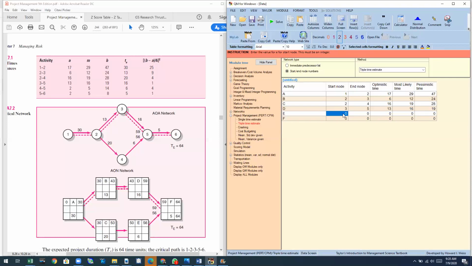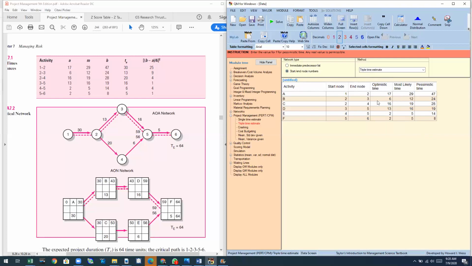And then activity 4 or E, starting node is 4, end node is 5, optimistic time is 2, most likely is 5, and pessimistic time is 14. And then F, starting node is 5, end node is 6. Optimistic time is 2, most likely is 5, and pessimistic is 8. So you see, when you have activity on arrow as presented by this, the best is to use start or end node numbers.